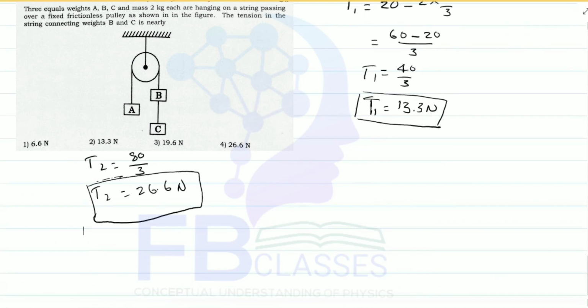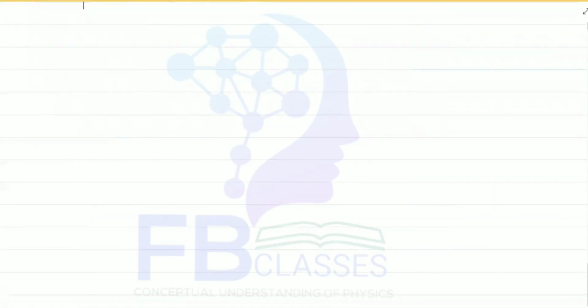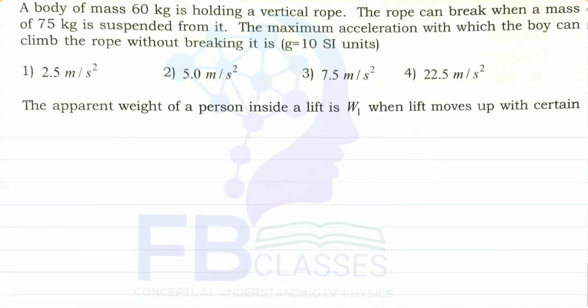Okay, hope you understand. Okay, I am going to read the question. A body of mass 60 kg is holding a vertical rope. The rope can break when a mass of 75 kg is suspended from it. The maximum acceleration with which the boy can climb the rope without breaking it is? So g value is taken as 10 SI units, that is 10 meter per second square. So 4 options are given.